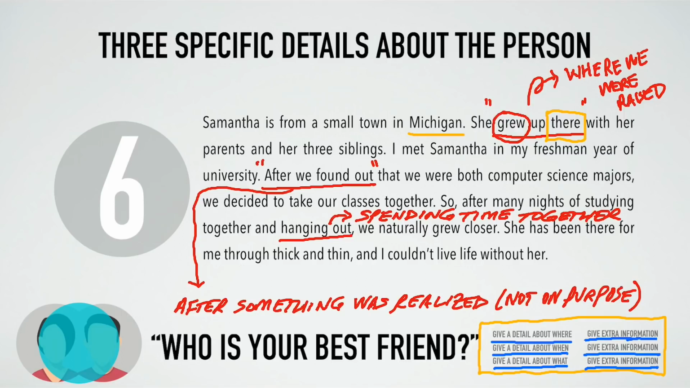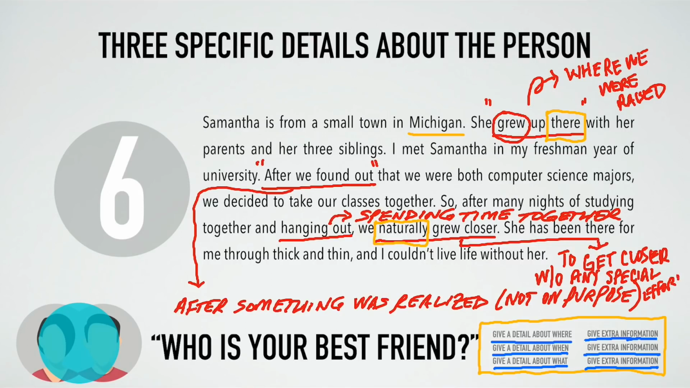And then we have naturally grew closer. Now, grew closer just means to develop a closer relationship, but you'll notice that it says naturally. Naturally is what I want to focus on. So it means to get close without any extra effort, okay? To get close or closer, W/O just means without any special or any extra effort. Okay? That's what naturally grew closer means. All right. And the final sentence.